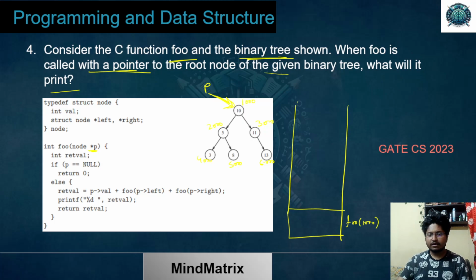Now the integer return val is initialized. Is p equal to null? 1000 is not null. So we come to the else part: return val equals p pointing to val. The value at p, which is 1000, is 10. So the value is 10 plus foo of p to left. P to left is 2000. So this is the foo of 2000 call.